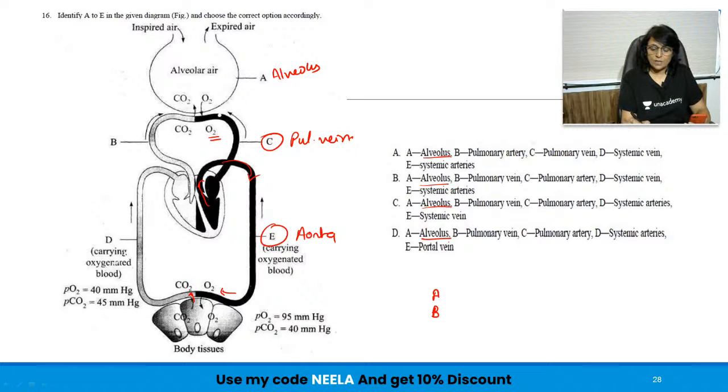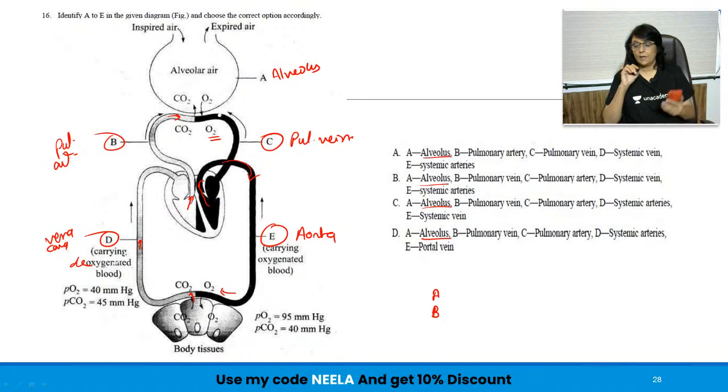Now carbon dioxide diffuses into it, and it is carrying deoxygenated blood. Okay, and D should be vena cava. And this deoxygenated blood has to go to the lungs for oxygenation. So this should be pulmonary artery. Now let us see. What is our correct answer?